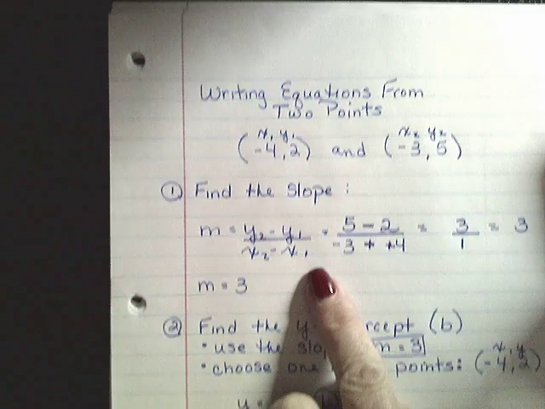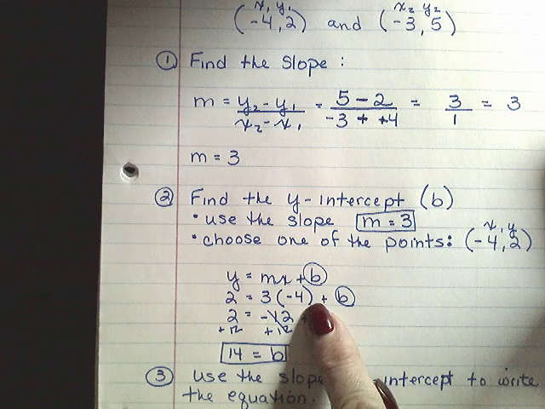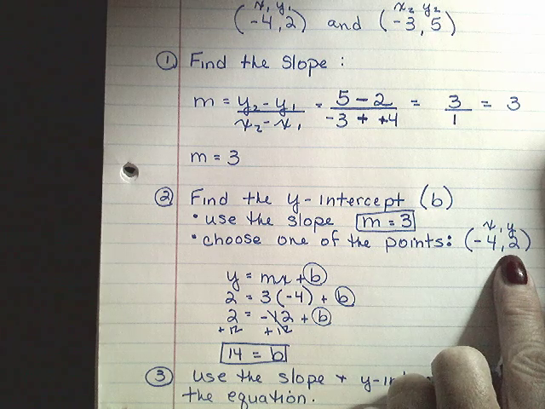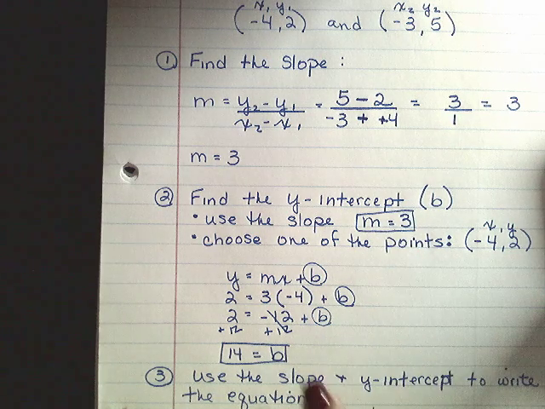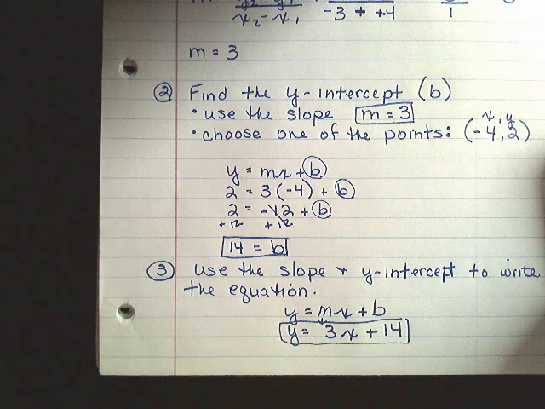So you know how to find the slope by using the slope formula. The last lesson that we learned, we found the y-intercept by substituting in the slope and 1 point. So once we get that done and we find b, then we put it all together. Remember that x and y will always remain in the equation.